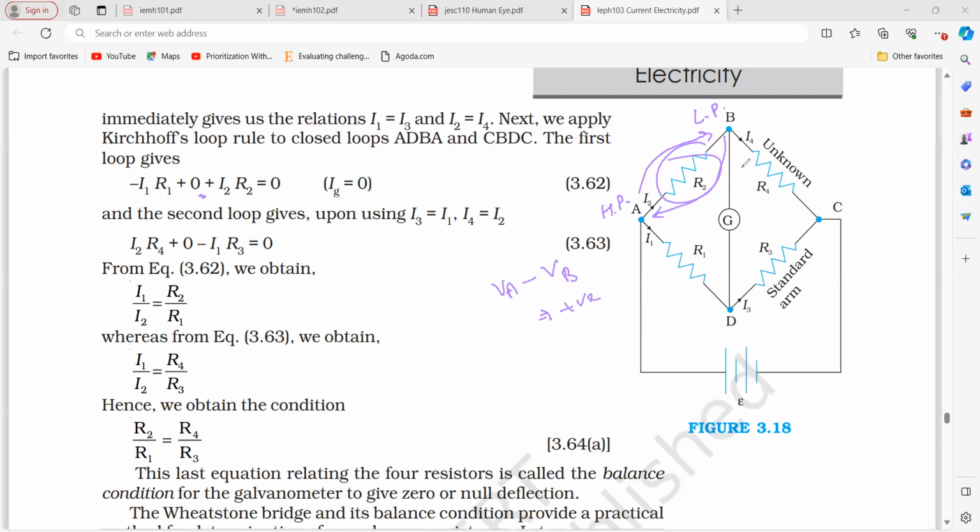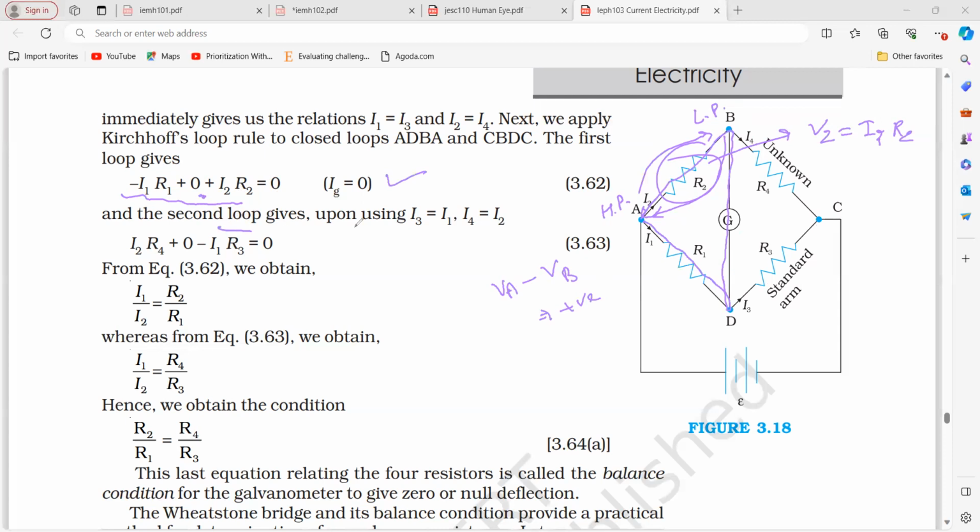And the potential drop for this resistor will be V2, which is equal to I2 R2. This is the potential drop summation, and that should be equal to 0 because हम लोग घूम के वही आ गए हैं, A to D, D to B, B to A. So this you can say is the first equation.